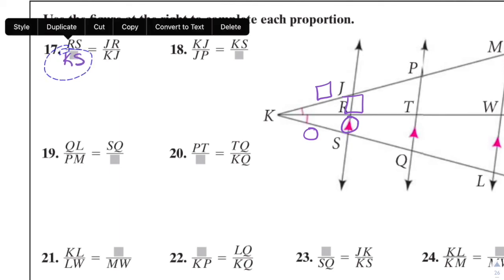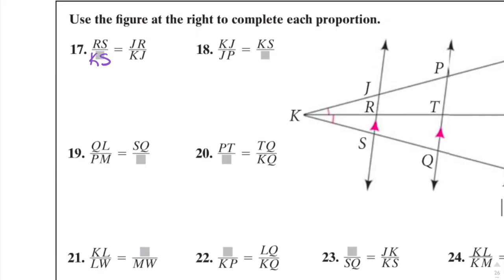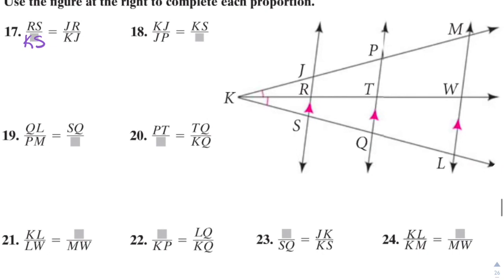Order of our letters doesn't really matter because it's just a fraction and we're going to put a number there anyway. But KS would have been the side that mattered. So KS and KJ, and then JR and RS. Those are what work. This next one, KJ and JP. So KJ and JP. This looks like side splitter theorem.